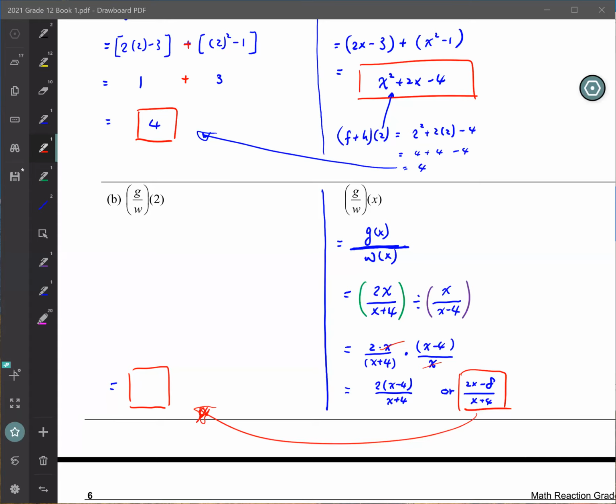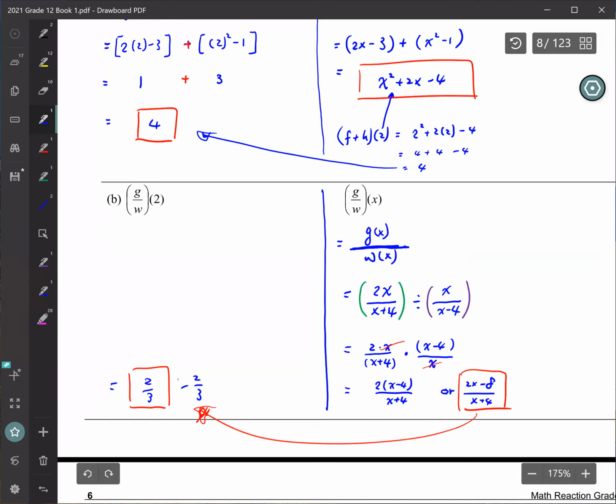Oh, Jenny, what happened? Sorry, my Wi-Fi cut out. Okay. Claire, what's your number for the left side? 2 over 3. 2 over 3. Does anyone else have a different answer? -2/3. -2/3. Anyone else? Double check. Is it +2/3 or -2/3?